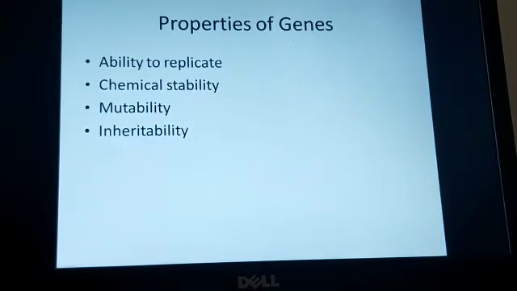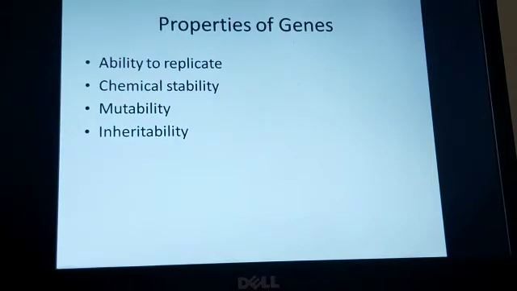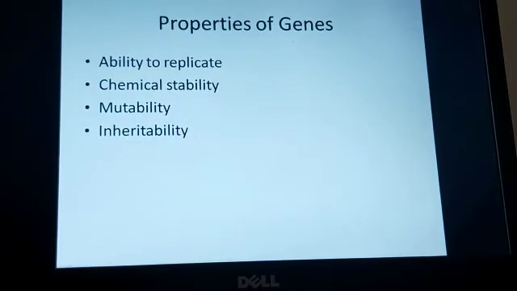Next is mutability. In the earlier modules we have seen something about the mutations. The mutations can occur on the genes, and if mutations happen, then there are going to be certain kinds of changes that are shown by the gene. So it is prone to mutations, and mutations can happen to the genes.